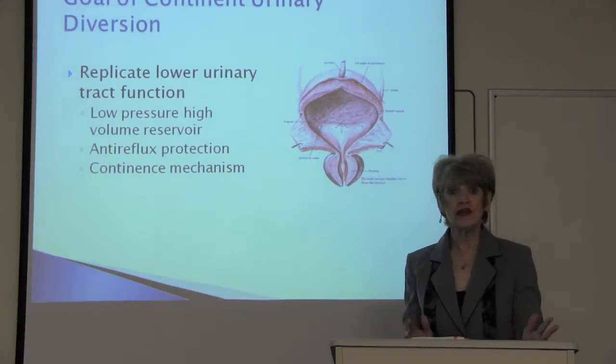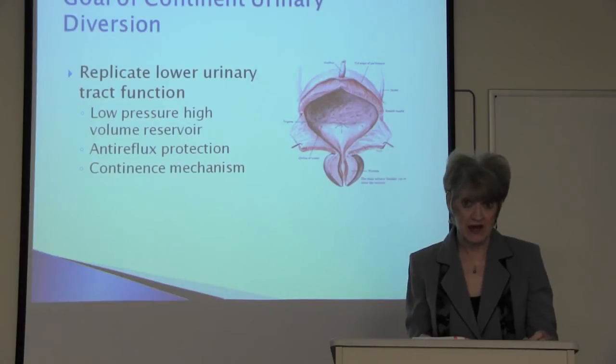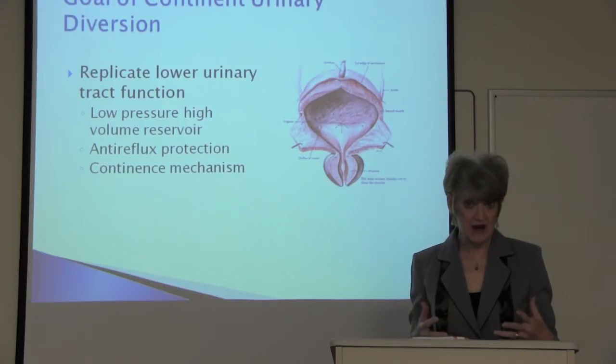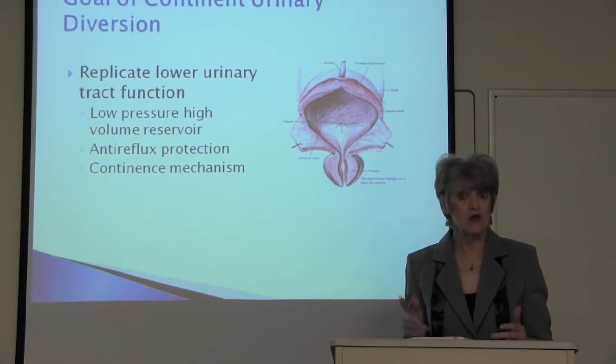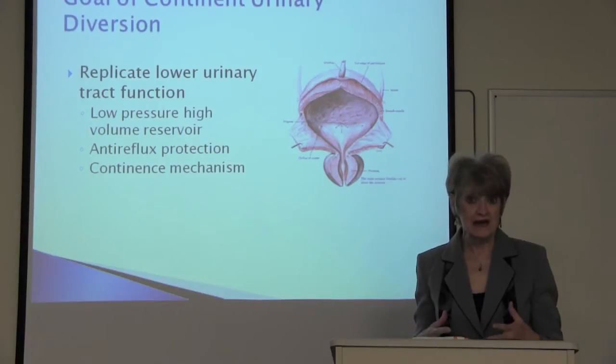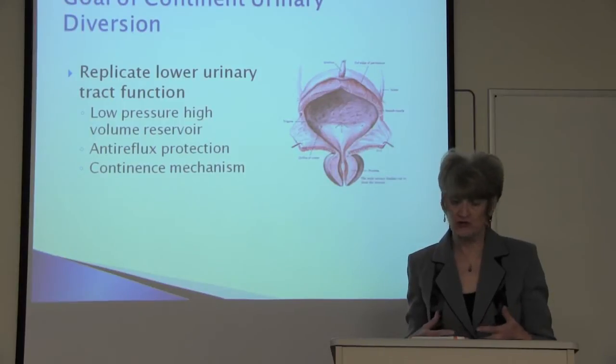So, in looking at a continent urinary diversion, your goal is essentially to replicate the normal lower urinary tract. Normally we have a bladder that is low pressure, high volume, that effectively stores 300 to 600 cc's of urine at a time. We definitely need that. The reservoir we construct has to provide adequate capacity at low pressure so that there's no back pressure on the kidney. So first of all, we need a stretchy, low pressure reservoir.